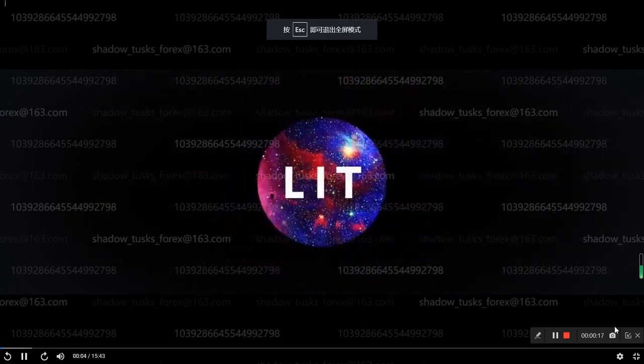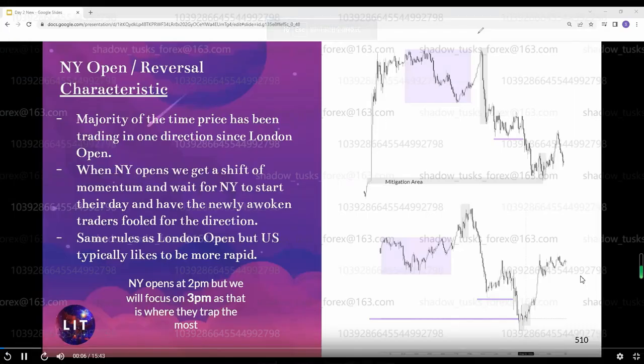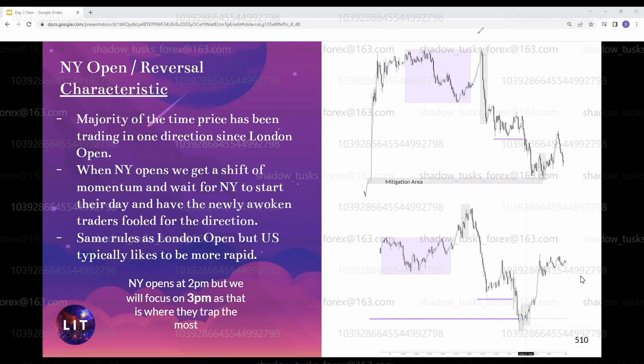So we will be looking at a few more examples on the New York Open reversal characteristic. Now it's important to understand the previous aspect of the day. So London Open, for example, did it induce enough liquidity that we can then actually have a reversal in New York? Now, sometimes we get a continuation in New York, say if London has induced major liquidity, so the major inducement essentially.